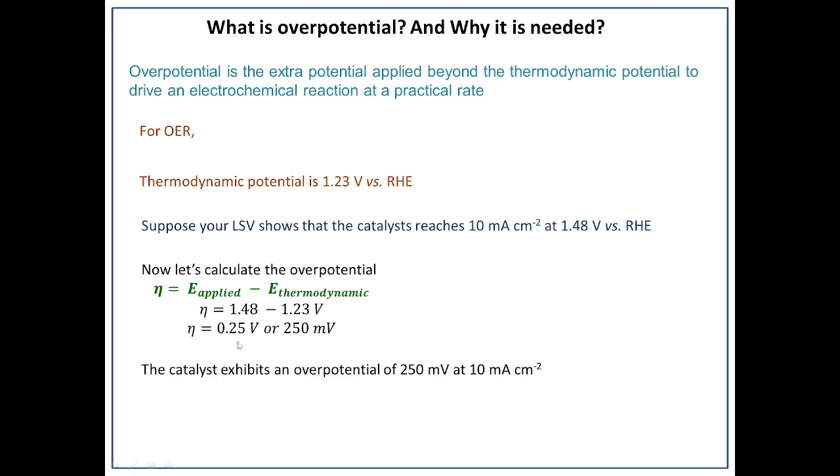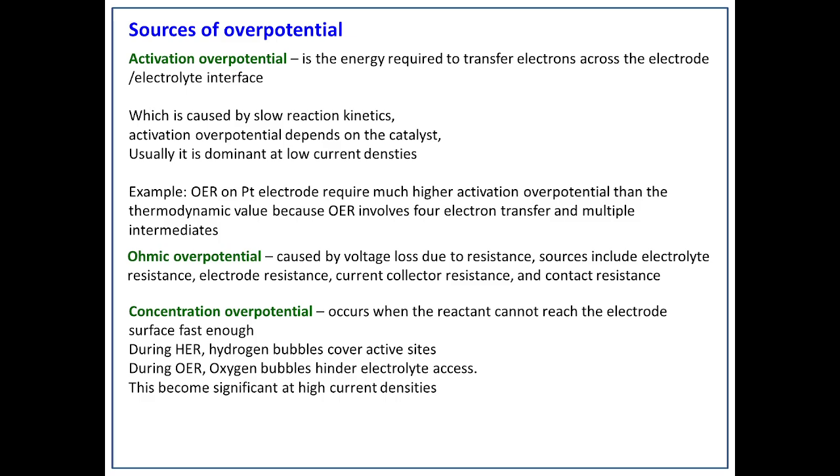or 250 millivolt. Now you can ask me why we need to report overpotential at 10 milliampere per centimeter square. Why not at other current densities? For universal comparison, people always choose to report overpotential at 10 milliampere per centimeter square. So now the question is, okay, this catalyst exhibits an overpotential of 250 millivolt at 10 milliampere per centimeter square. But why is this extra potential required? What are the reasons? What are the sources of overpotential?